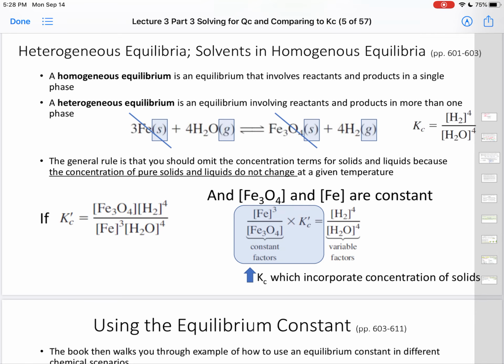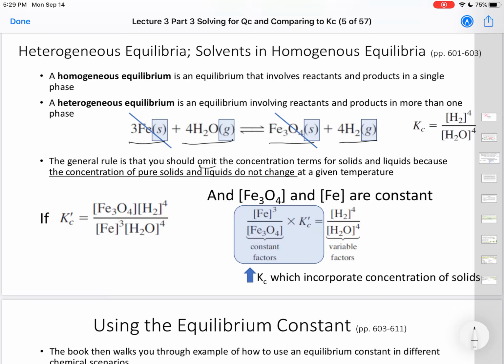All right. One more note, very important, in terms of reactions: there are oftentimes a homogeneous equilibrium, in which the equilibrium involves reactants and products in a single phase, like all gas, for example, or all aqueous. There's something called a heterogeneous equilibrium, and that's an equilibrium where the reactants and products are in more than one phase. So, for example, in this reaction here, notice you have iron is a solid, H2O is a gas, iron oxide is a solid, and H2 is a gas.